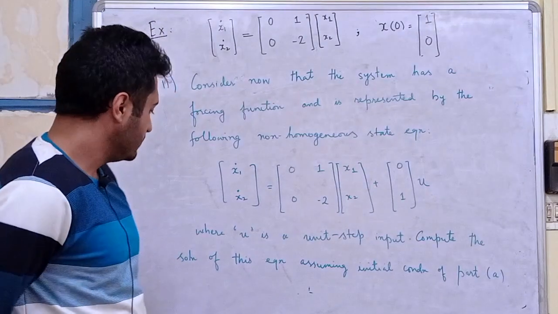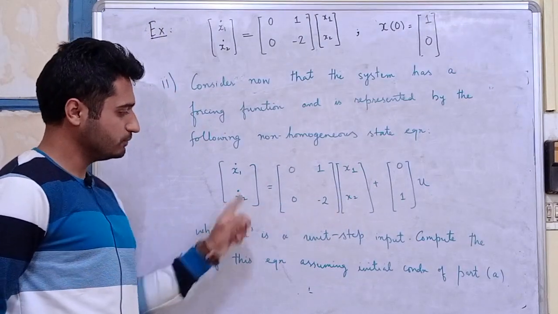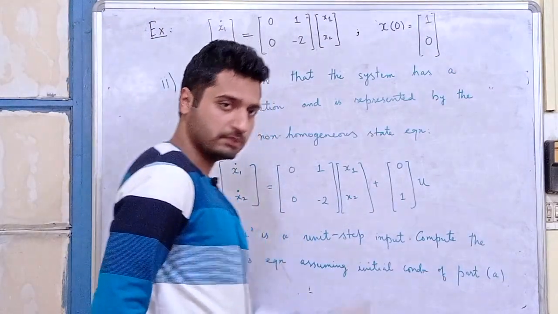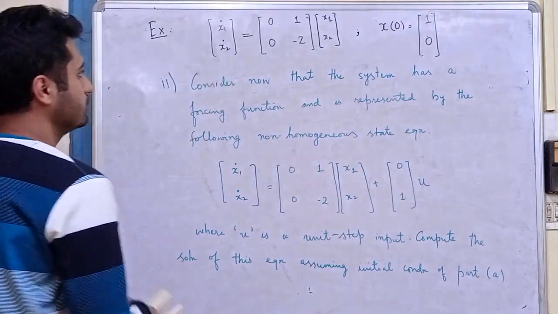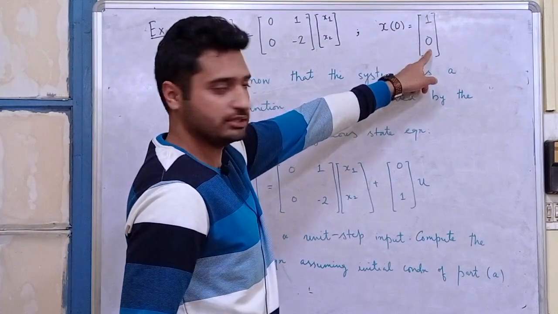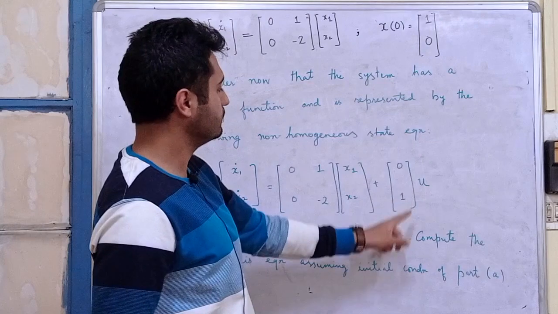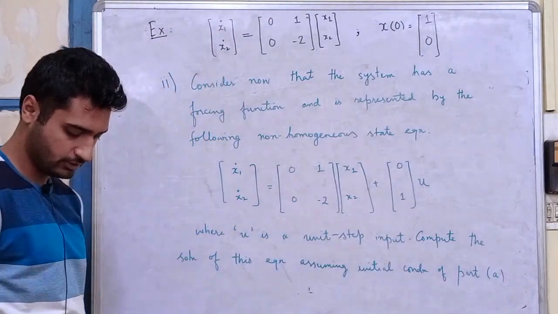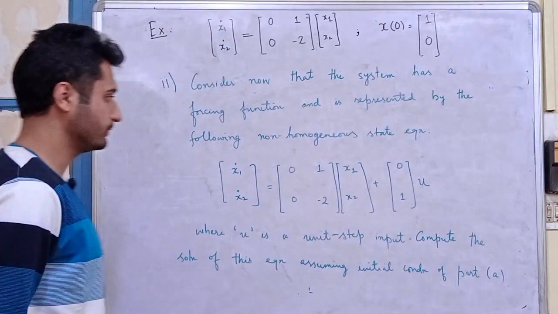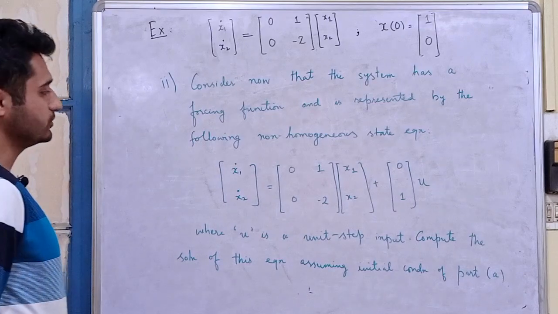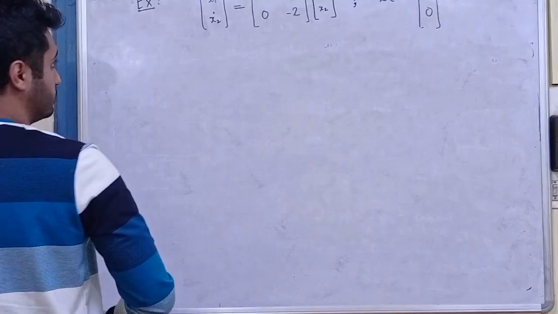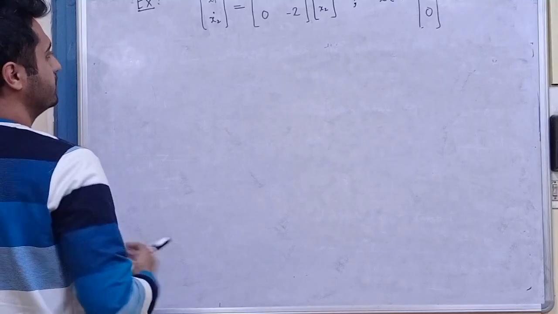Now compute the solution of this equation assuming the initial conditions of part A. जो part पहले में initial conditions था क्या था 1 0. You have to assume these initial conditions, and on top of that you have to assume this forcing function. So this becomes the complete solution now. इसका आपको solution निकालना है. So what's the general solution of solving such kind of systems?